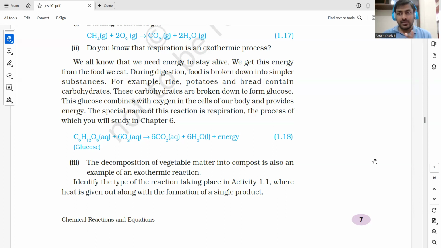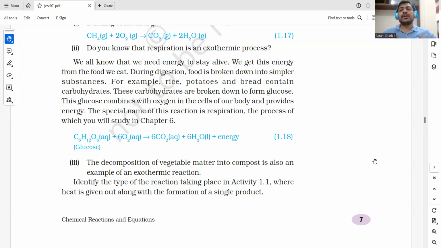What is respiration? Don't confuse respiration with breathing. What is breathing? Breathing in is taking in of oxygen, and releasing of carbon dioxide is called breathing. That is a different scenario altogether. What is respiration? Respiration is breaking down of glucose into carbon dioxide and water in order to release energy.